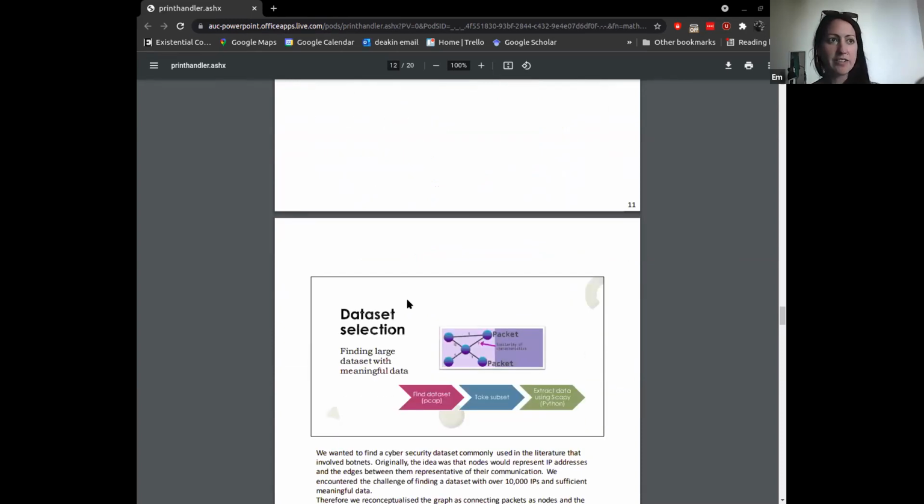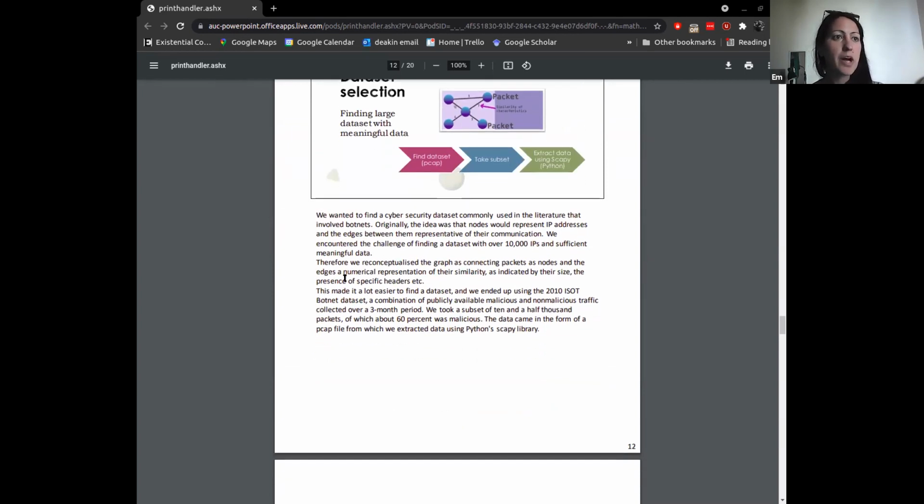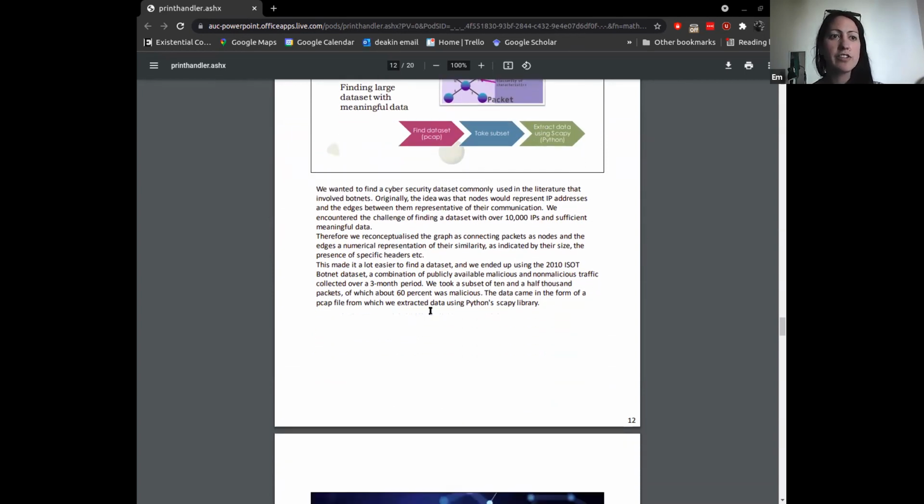So in terms of data set selection, it took a little while to find something appropriate, but we finally decided to use the 2010 ISOT botnet dataset, which is a combination of publicly available malicious and non-malicious traffic, collected over a 3-month period. So we took a subset of 10,500 packets, about 60% of which was malicious. We got the data in PCAP form, and we extracted data from it using Python's Scapy library.